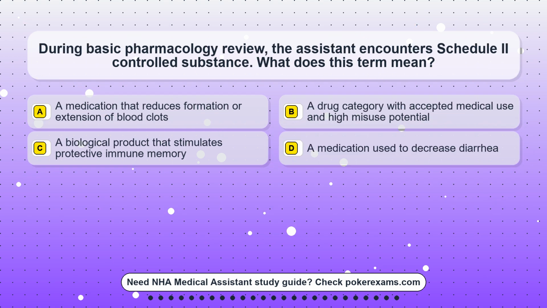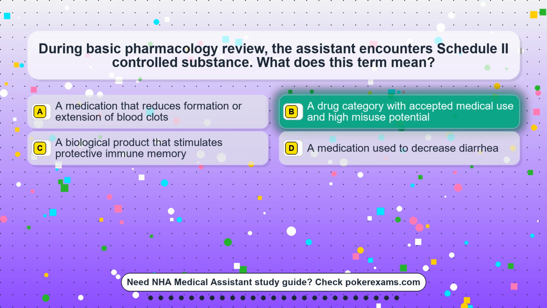Question 25. During basic pharmacology review, the assistant encounters Schedule II controlled substance. What does this term mean? Option A. A medication that reduces formation or extension of blood clots. Option B. A drug category with accepted medical use and high misuse potential. Option C. A biological product that stimulates protective immune memory. Option D. A medication used to decrease diarrhea.